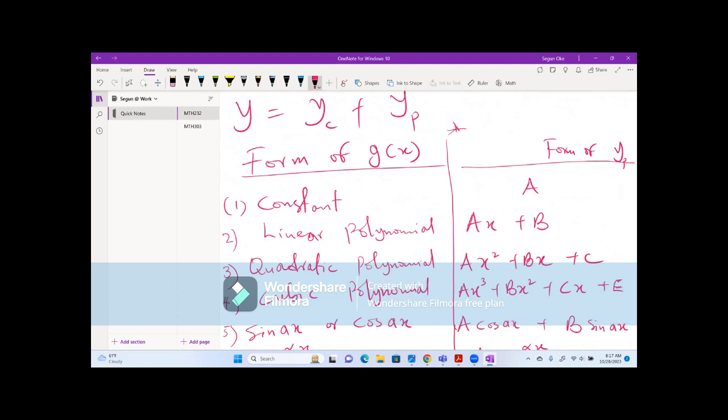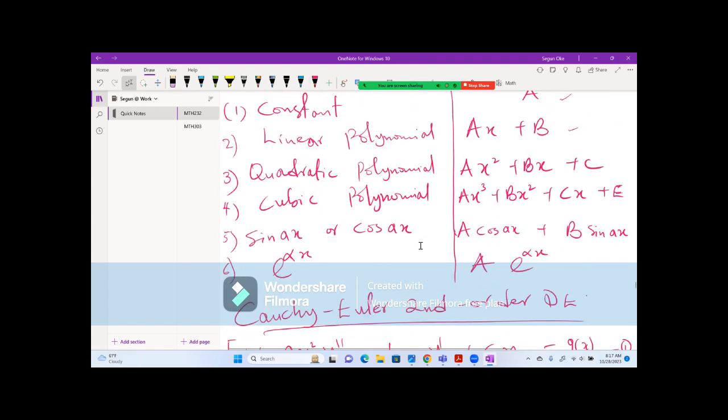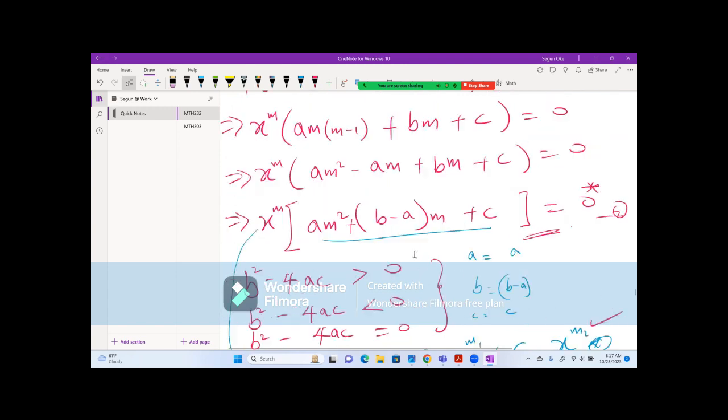From here, now, this table: when your g of x is a constant, you have a. When you have a linear equation, you have ax plus b. When you have a quadratic equation, you have ax squared plus bx plus c. When you have a cubic polynomial, you have ax cubed plus bx squared plus cx plus e, right? Then the trig and the exponential. So we can go ahead.